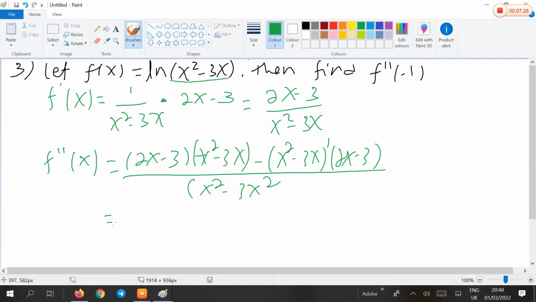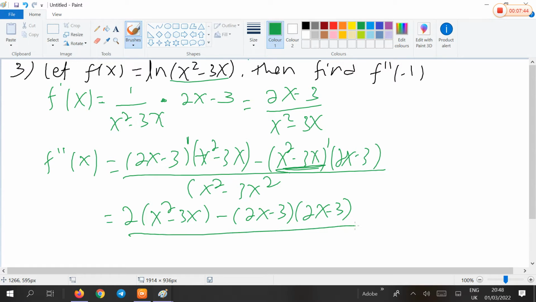So the derivative of 2x minus 3 will be 2 times (x squared minus 3x) minus the derivative of x squared minus 3x, which is (2x minus 3), times (2x minus 3), over (x squared minus 3x) the whole square.